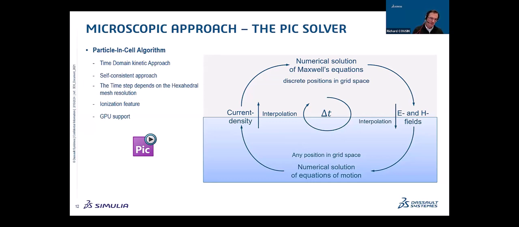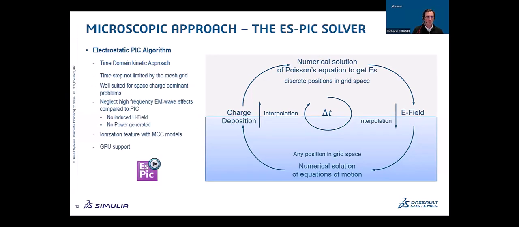At each time step, which is defined by the mesh grid, you will then locally modify the E and H fields that you will reintroduce into the equation of motion, and so on. You will get the self-consistent analysis. We can also superimpose the ionization feature, and this supports GPU in order to speed up your simulation. The difference with the electrostatic particle in cell solver is the following.